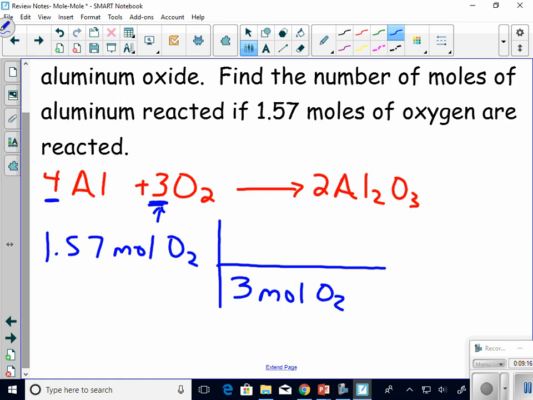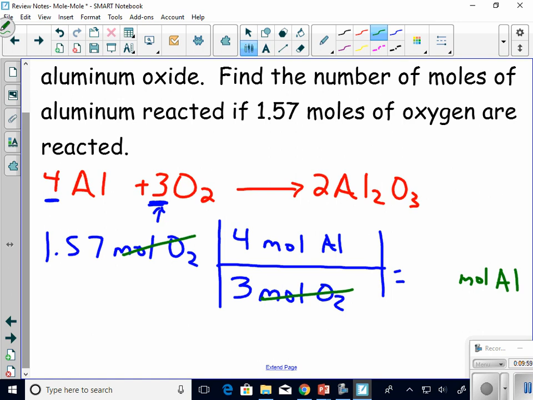What am I converting this to? Moles of aluminum. So how many moles of aluminum do I have to write there? 4. 4 moles of aluminum. I close out my box now. I go back and check to make sure that my moles of oxygen cancel. It does. So what is my answer going to be? Labeled. Moles of aluminum is going to be the label on my answer.